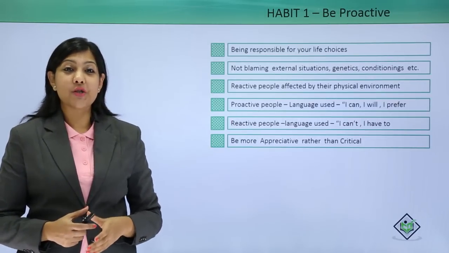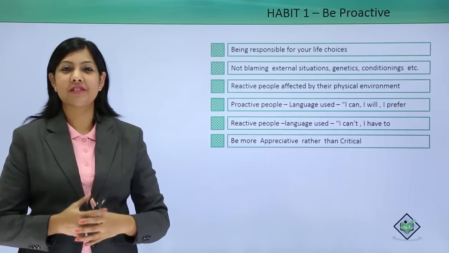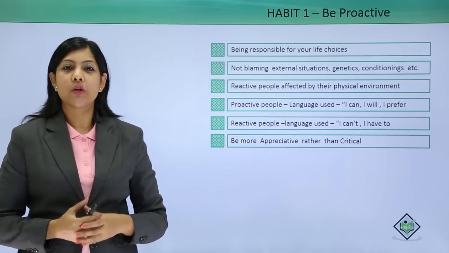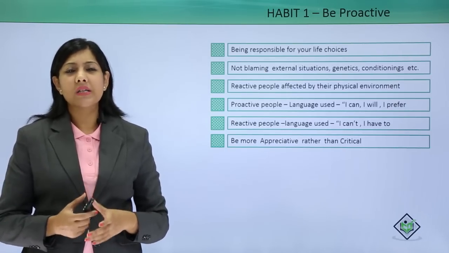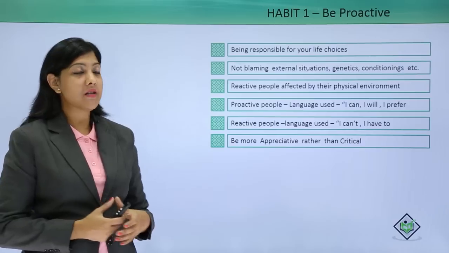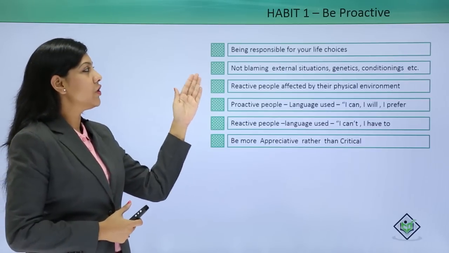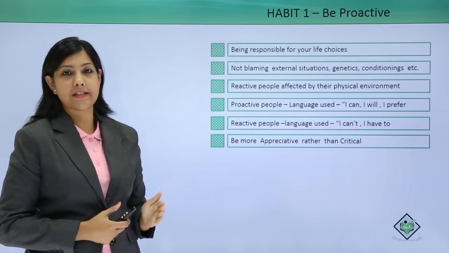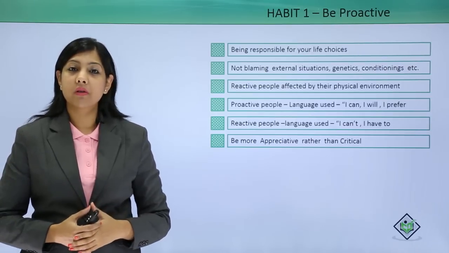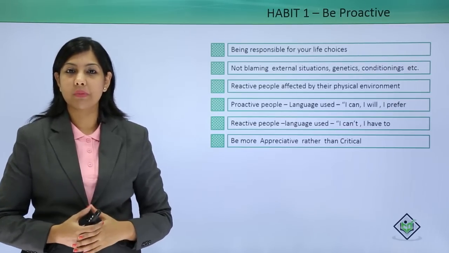We are now getting into the most important first habit. Stephen Covey says you need to be proactive. Now, what exactly do we mean by being proactive? Being proactive means you need to be responsible for your life choices. Well, there are 2 types of people: reactive people and proactive people.